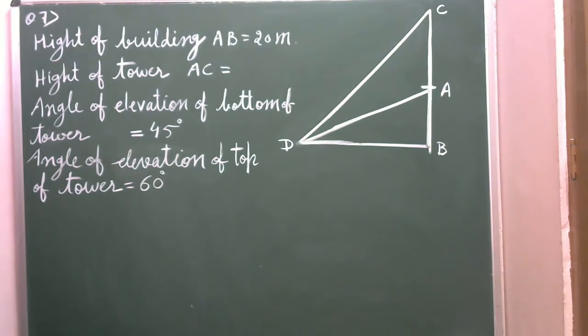Now question number 7. From the point on the ground, the angle of elevation of bottom and top of a transmission tower fixed at the top of a 20-meter high building are 45 and 60 degree respectively. Find the height of the tower.